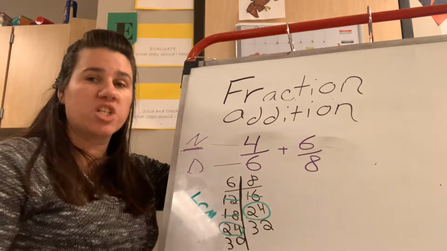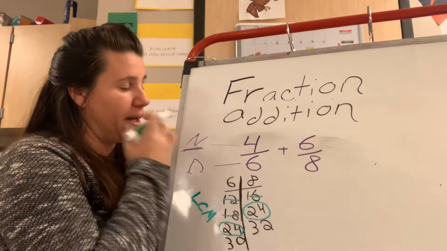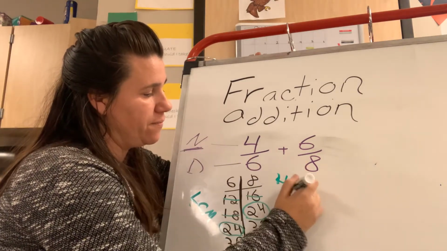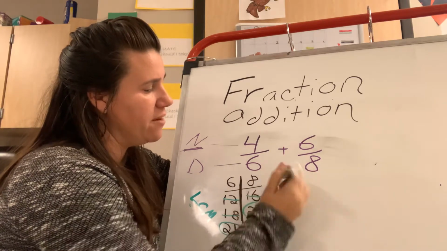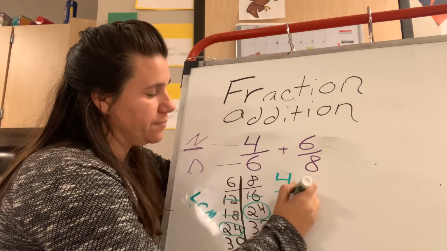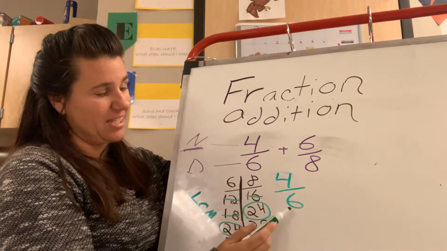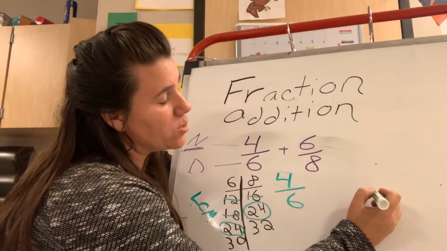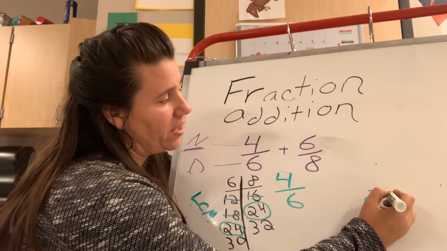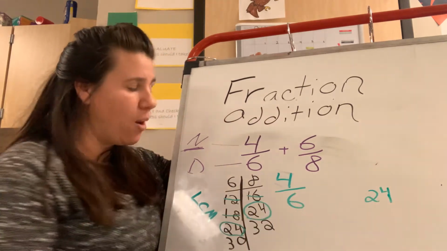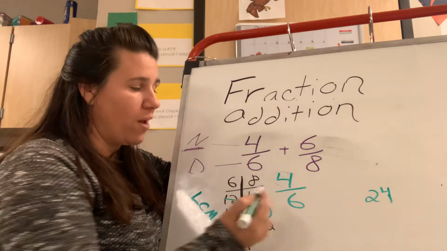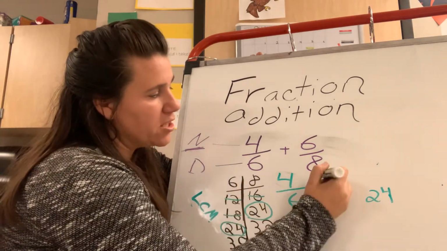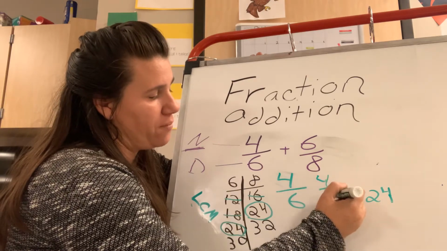So now I need to change my denominators up here. So I have 4/6. And I'm going to change the 6 denominator into a 24 denominator. So I know that's what I'm going to end up with over here. Okay, but how am I going to do that? Well, 6 times what is 24? 1, 2, 3, 4. So I'm going to multiply 4 over 4.